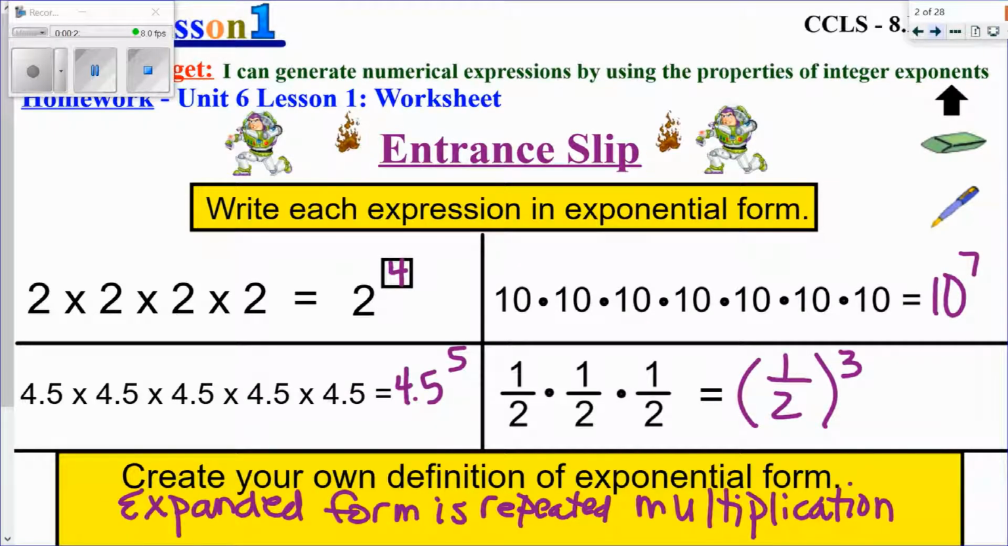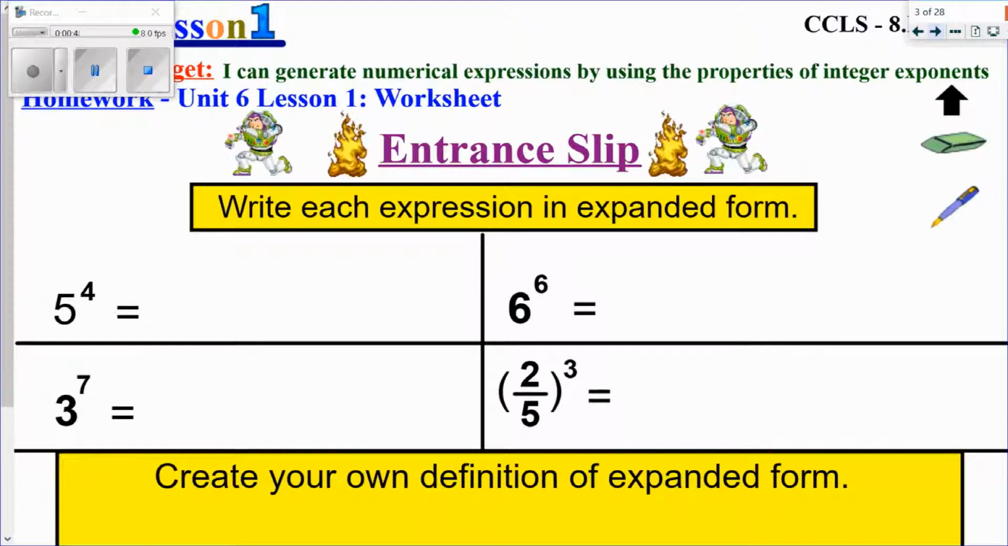Here are your answers assessed. 2 to the 4th because there's 4 2s, 10 to the 7th because it's 10 times 10 times 10 times 10 times 10, 7 times. 4.5 to the 5th and 1/2 to the 3rd. Create your own definition of exponential form. Expanded form is repeated multiplication.